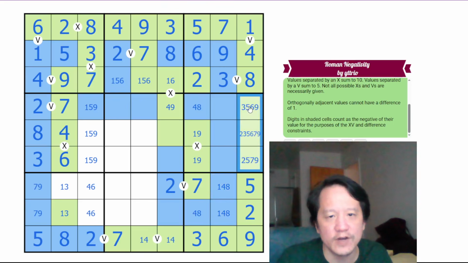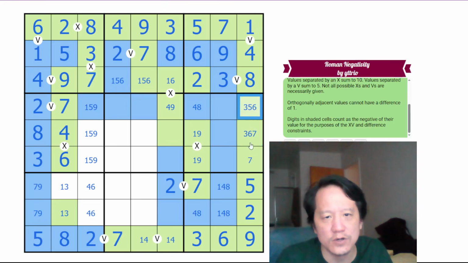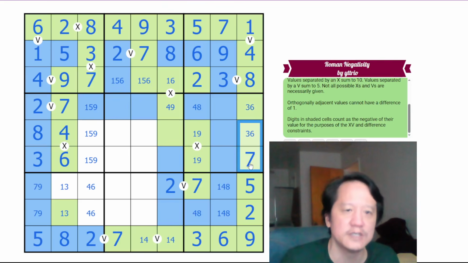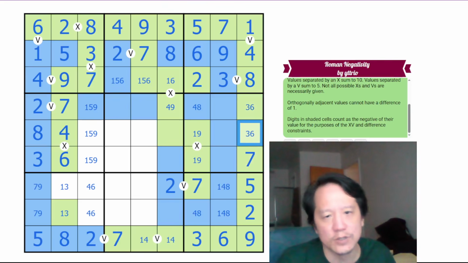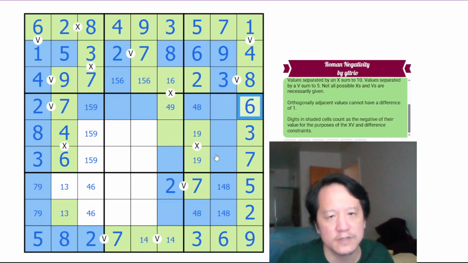No 2 or 5 or 9 here. So this has to be 7 here then. That leaves that as 7. This can't be 7. It's 3, 6 as a pair. 6 is consecutive with 7, so they cannot be adjacent to each other. So this is 3. That's 6.